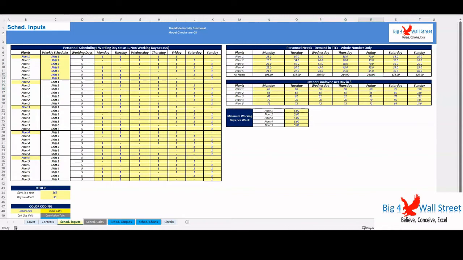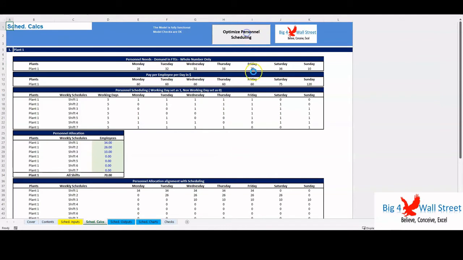The user also sets the minimum personnel needs for each day of the week and for each plant so that the model can calculate the optimal number of employees needed on a weekly basis. Finally, the user has to set the minimum working days per week, which should be consistent with the working days per shift. Moving to the Calcs tab, the user just needs to press Optimize Personnel Scheduling.